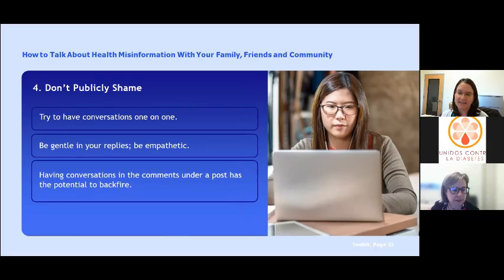And then next, don't publicly shame. Social media is a place where we see this a lot. Try to have conversations one-on-one. Be gentle in your replies. Again, be empathetic. Having conversations in the comments of a social media post has the potential to backfire. So shaming people in a public setting is never a good idea.